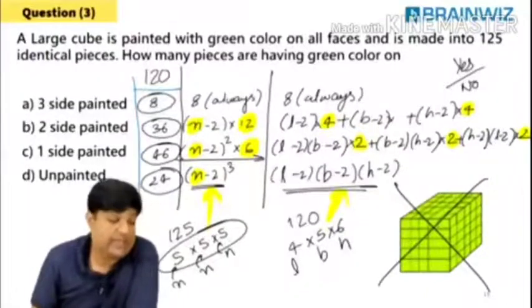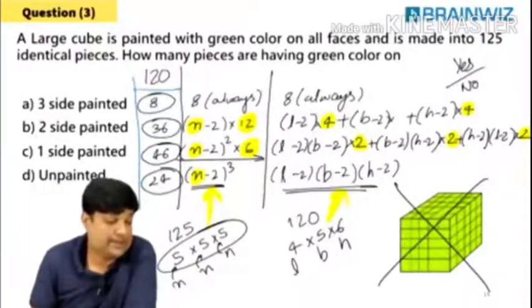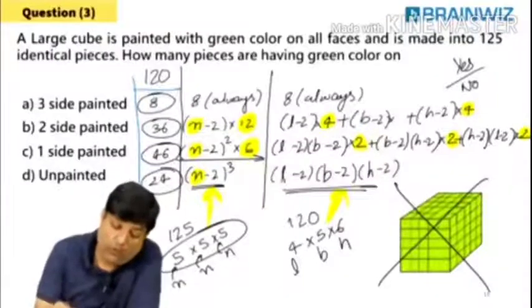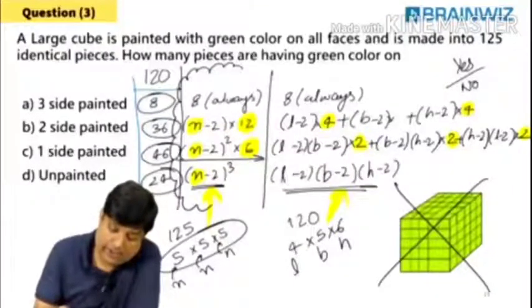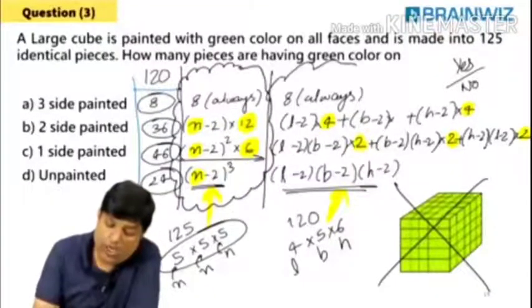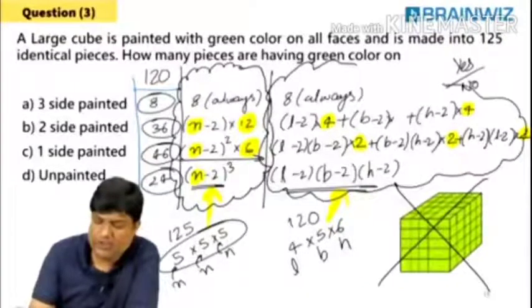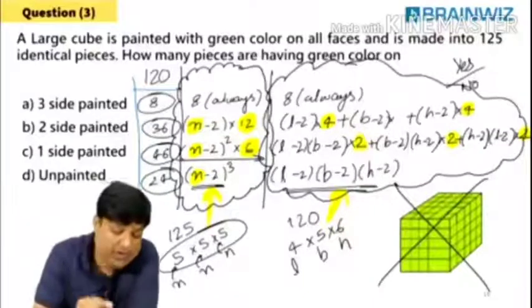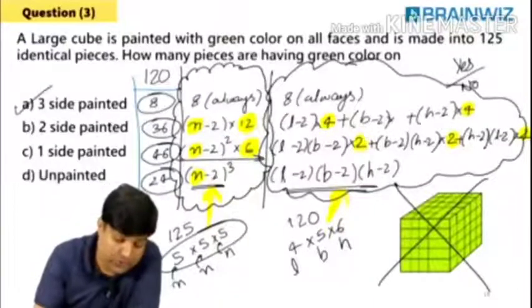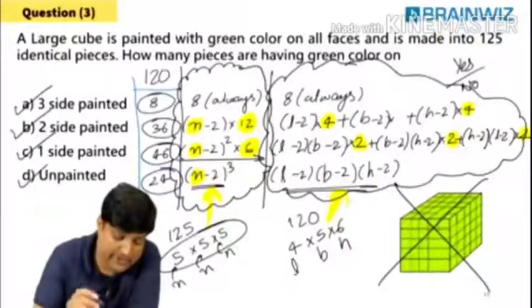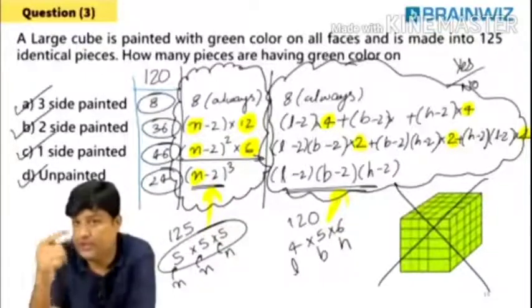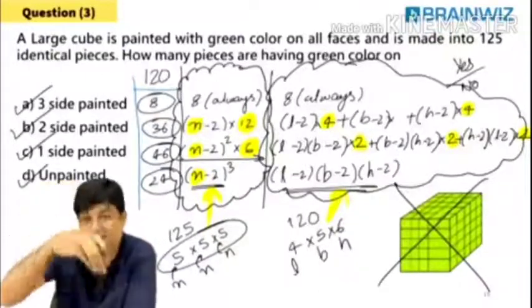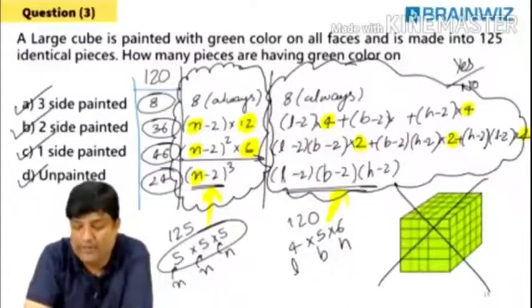You have to understand that. What is this? Perfect cube, sir. Then what is this? Not a perfect cube, sir. Are you understanding, everybody? So what did we learn? We learned 3-side painted, 2-side painted, 1-side painted, unpainted. No paint will be inside.